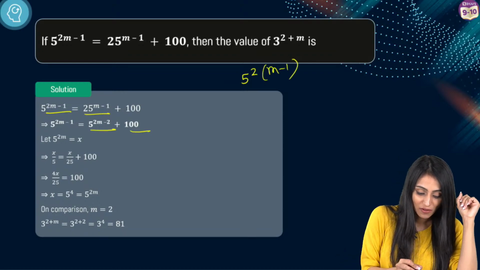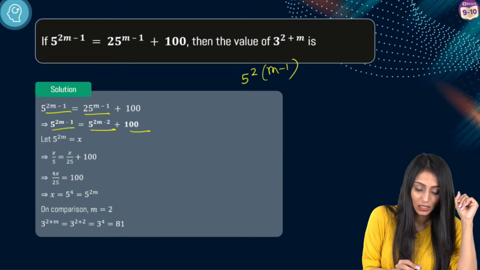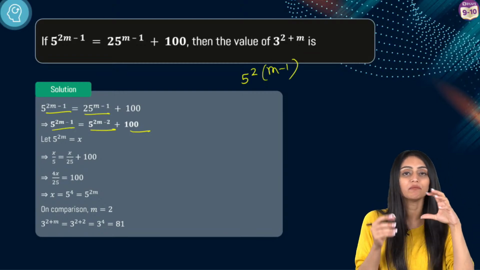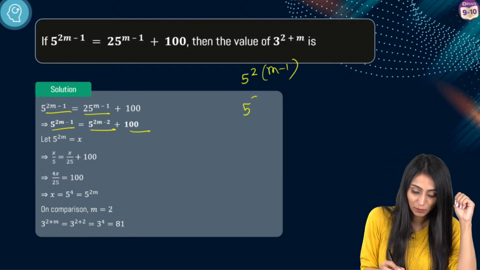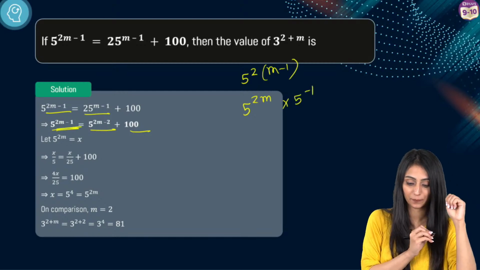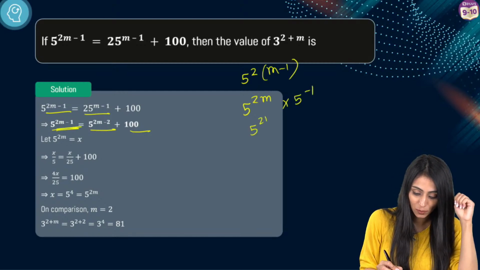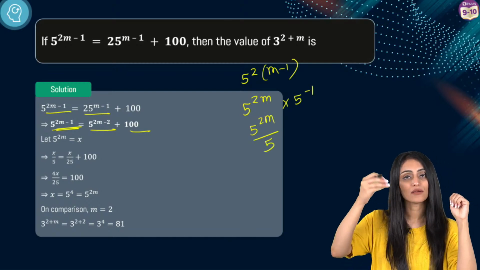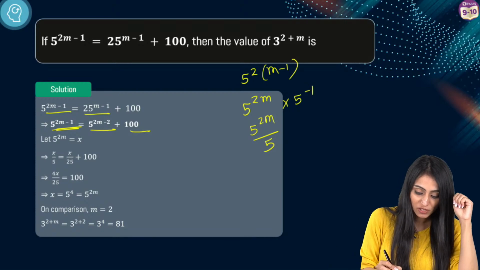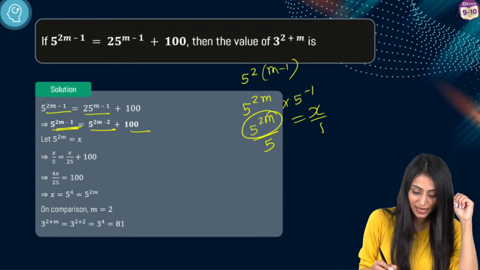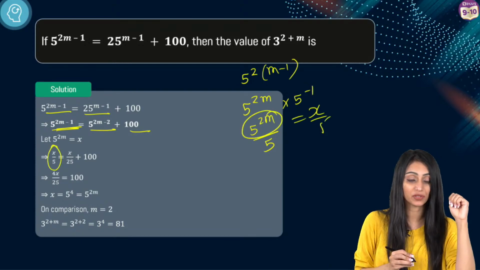Now let's assume 5 to the power 2m as x. I'm going to split this up. We know that when bases are the same, in multiplication the powers get added. So simply it can be written as 5 to the power 2m into 5 to the power minus 1. So basically this is 5 to the power 2m by 5, because 5 has a negative exponent, so it will come in the denominator. I have assumed this as x, so this would be written as x by 5. So we have x by 5 here.